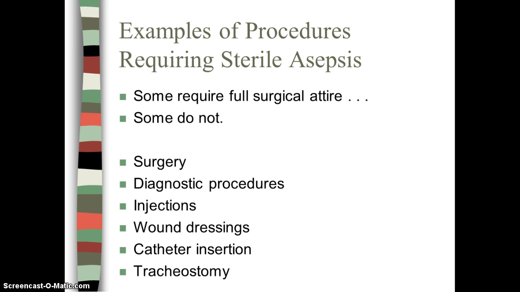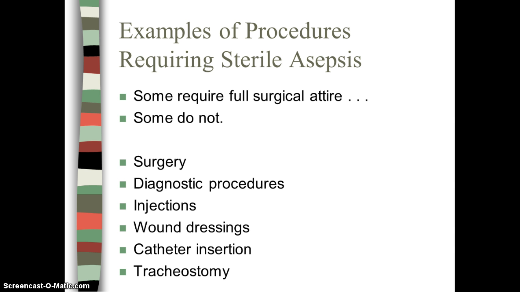So, examples of procedures requiring sterile asepsis. Some require a full surgical garb. We're not going to be going over that, but that's when you have the hat, the footies, the face mask, the special gowns, all that stuff. It's much more than we're going to go into in the lab. Others don't require the complete surgical garb, but we do use sterile techniques. A full surgery and some diagnostic procedures do require full surgical attire. Others, we can do with sterile gloves and a sterile field.